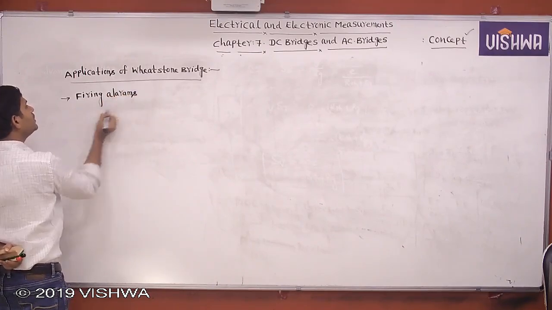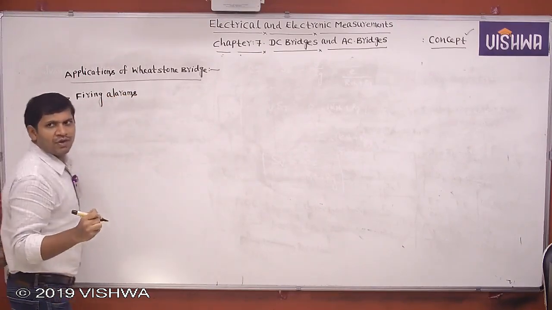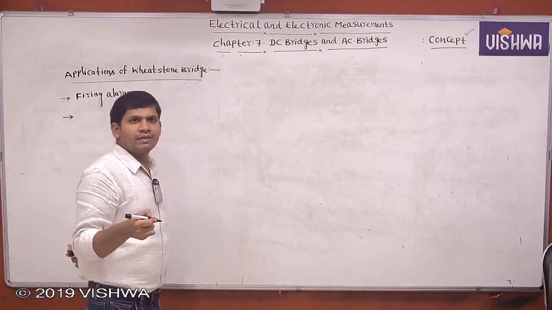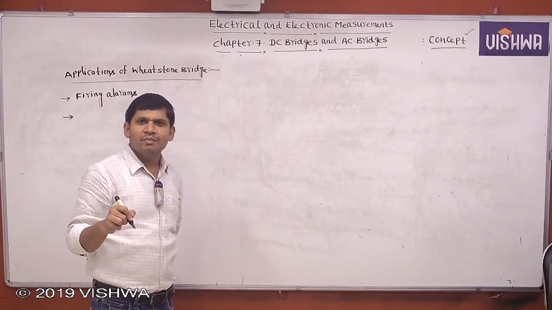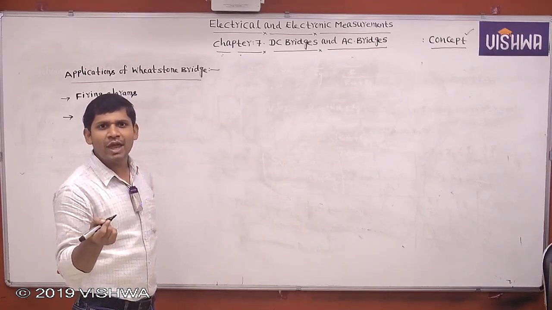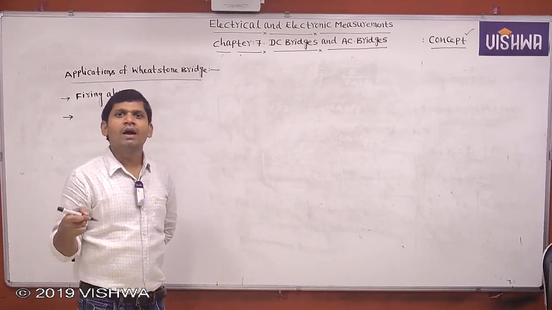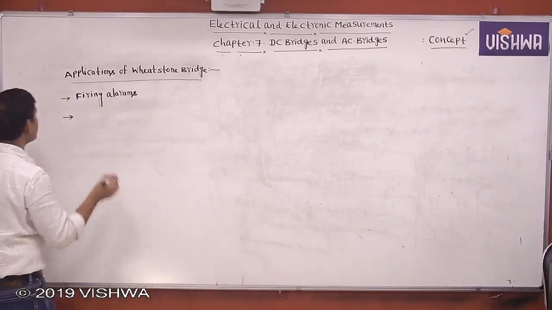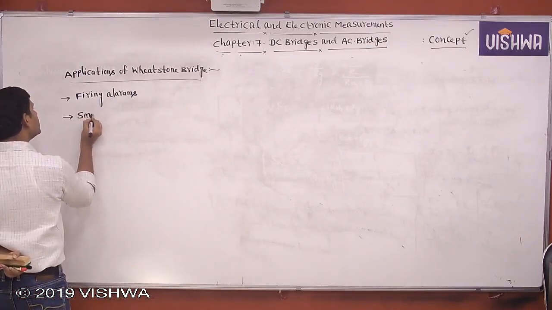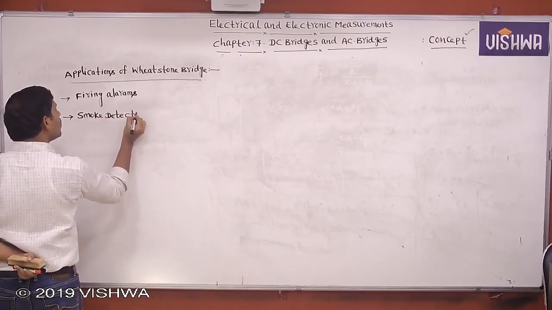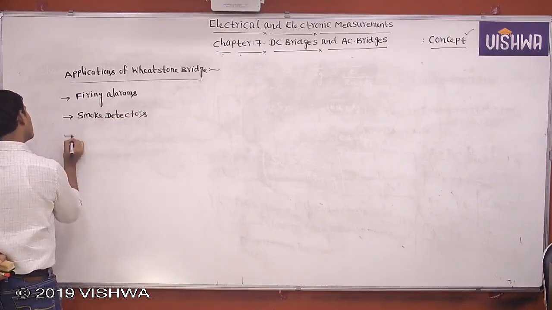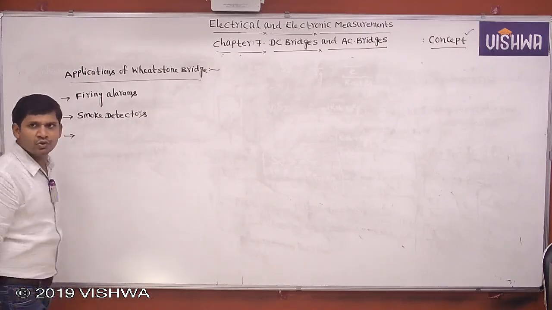Wheatstone bridges are used in fire alarms. If any fire problems are there, because of the temperature effect, the resistance will change, the bridge is unbalanced, there is a current through the galvanometer, and then it gives the alarm sound. Then in smoke detectors also we can use this Wheatstone bridge.